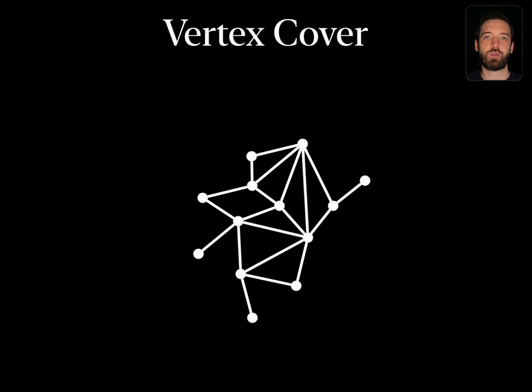In the vertex cover problem, we are given a graph and we want to find a smallest set of vertices such that each edge is incident to at least one vertex in the set. For example, this green vertex is incident to the green edges, and by adding it to the set, we would cover them. Together, all the green vertices cover all edges. Therefore, they form a valid vertex cover.